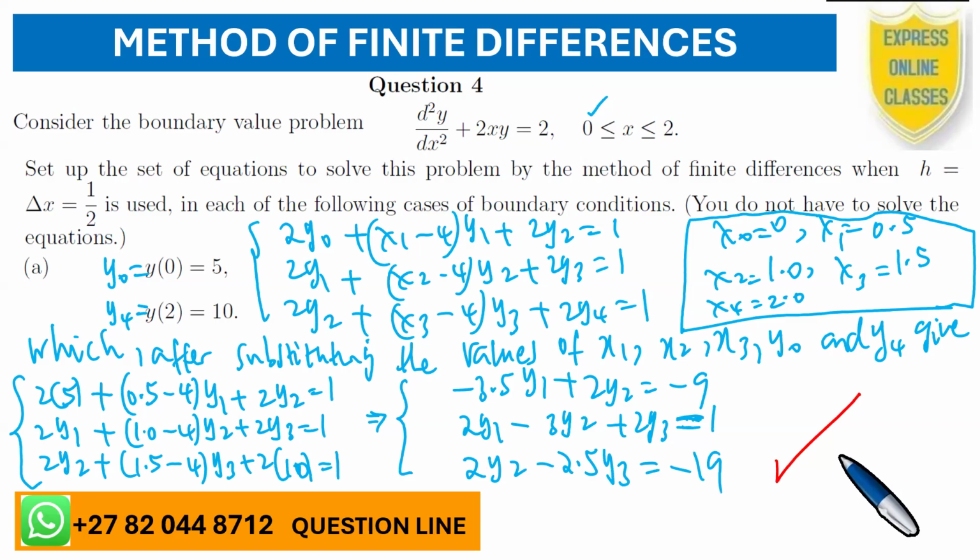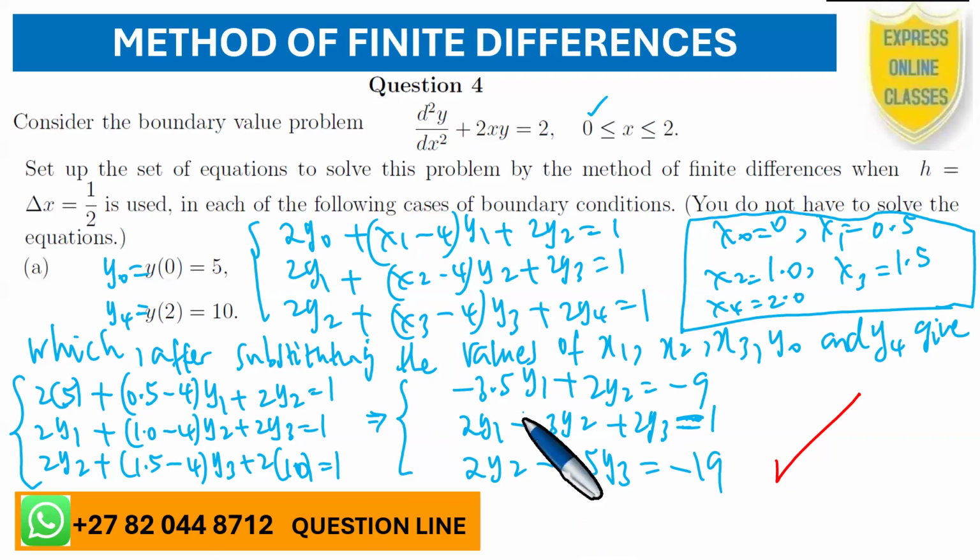These equations, because you were supposed to, and this is the instruction on what needs to be done: set up the set of equations to solve this problem by the method of finite differences when h, delta x, equals 1/2 is used. In each of the following cases of boundary conditions, you do not have to solve the equations. Just set up the equations, but don't solve, because obviously this one would be easy to solve.